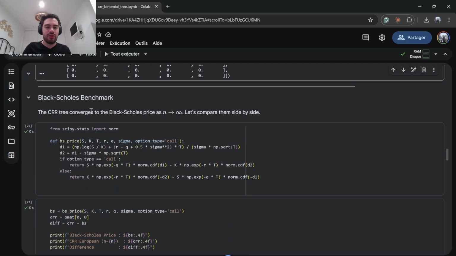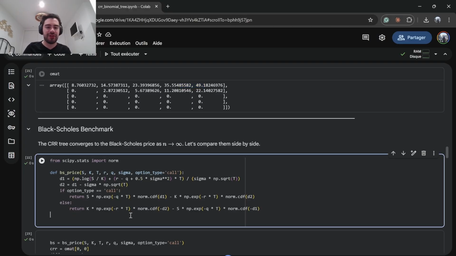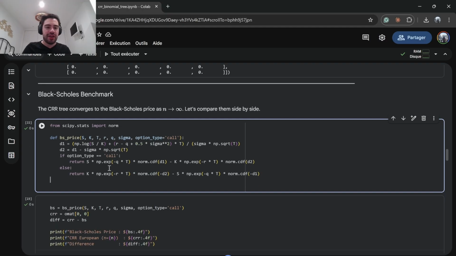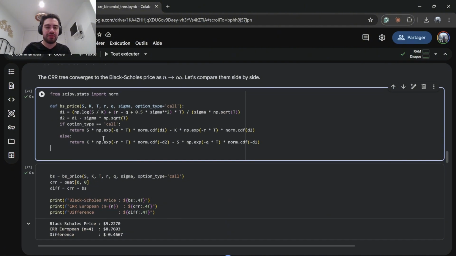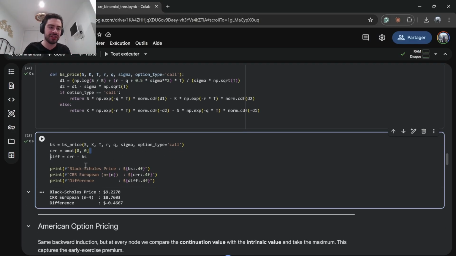And now I'm going to compare these values with the Black-Scholes benchmark. I have a video explaining how Black-Scholes is built, and I'm not going to go into details about it. I'm just going to use it to compare with those variables. This is the Black-Scholes price, and this is the CRR price, which again is the first row, first column of the matrix. And I'm going to calculate the difference.